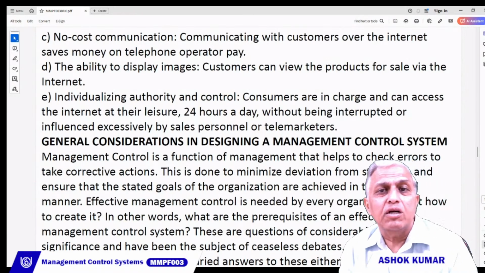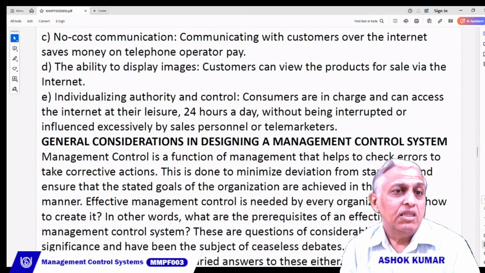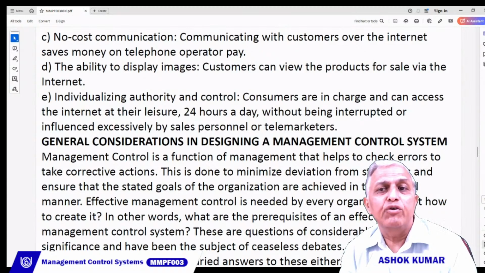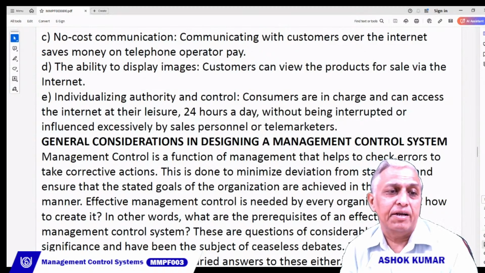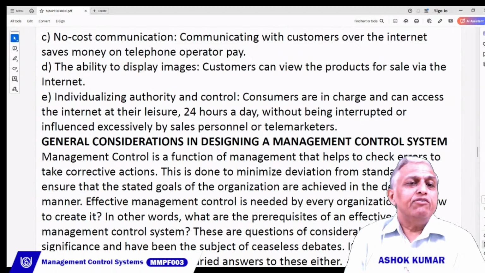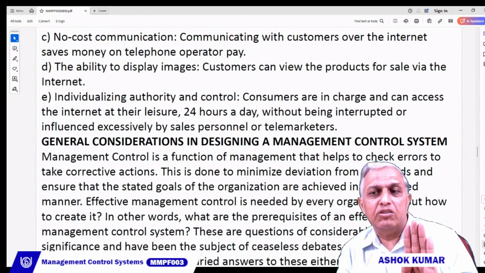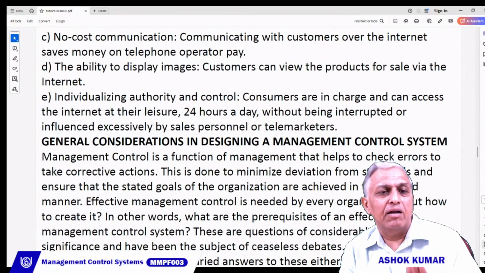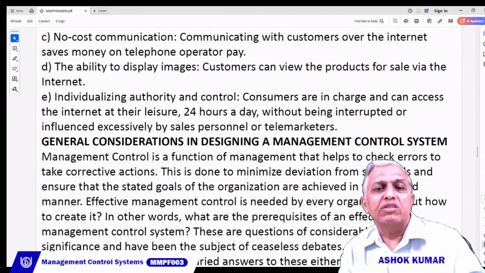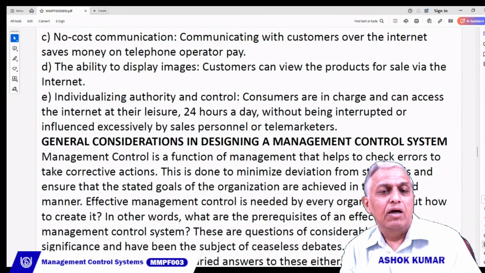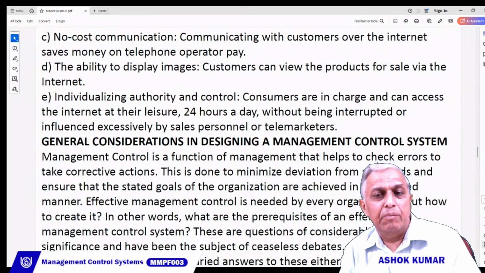No-cost communication: communicating with customers over the internet saves money compared to telephone operator pay. The ability to display images: customers can view the product for sale via the internet. Individualizing authority and control: consumers are in charge and can access the internet at their leisure, 24 hours a day, without being interrupted or influenced excessively by sales personnel or telemarketers.